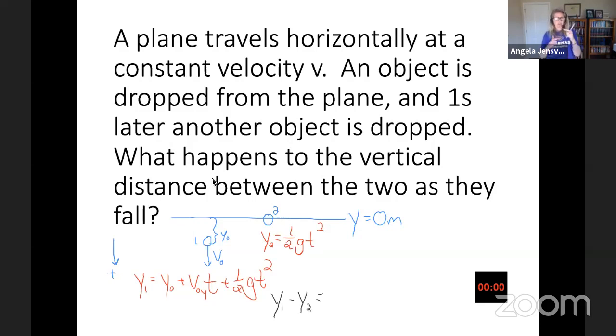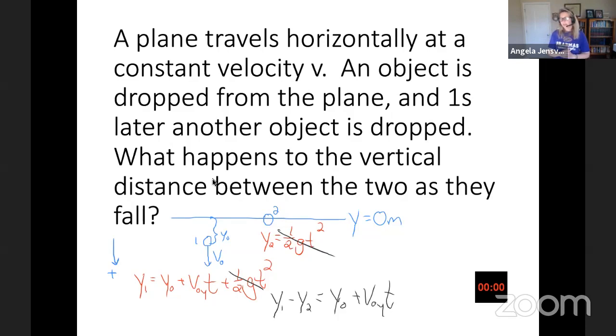So we take the difference between the amount that they've fallen, their vertical positions basically, and we get y0 plus v0 yt, and then 1/2 gt squared minus 1/2 gt squared goes away. And now we have an expression for the vertical gap between the two objects. What happens to that gap as time goes on? As time increases, the value of that equation is going to increase. So the vertical distance between the two objects increases.